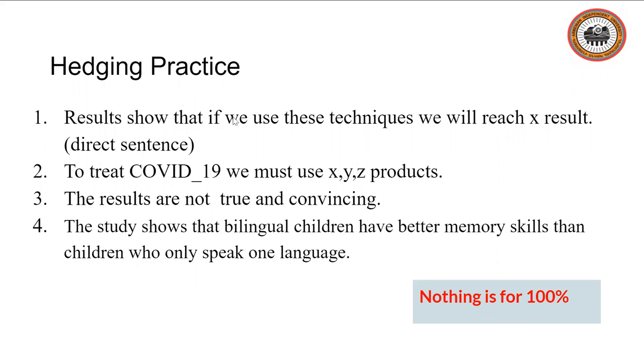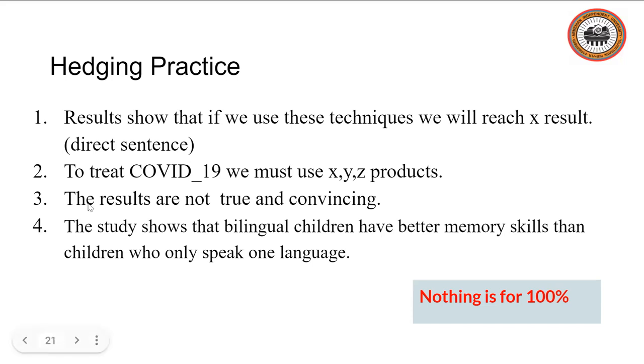Results show that if we use these techniques, we might reach X result. It means that if I change my "will" into "might", there is a possibility that we may have this result or might have this result.